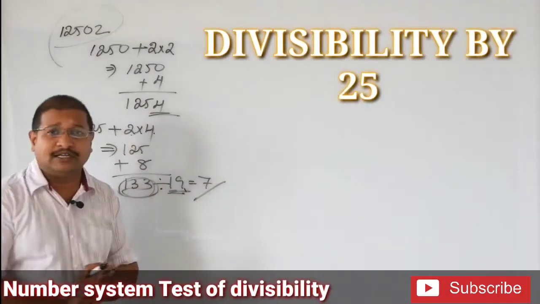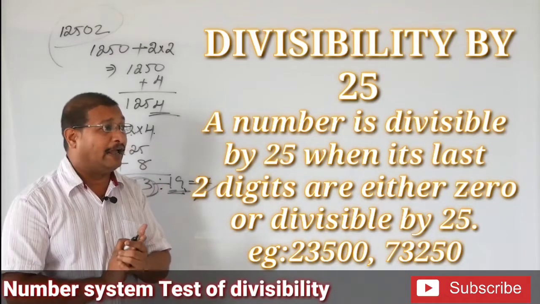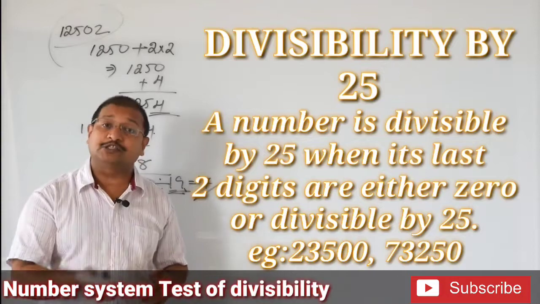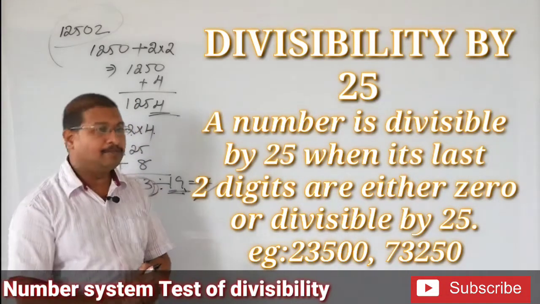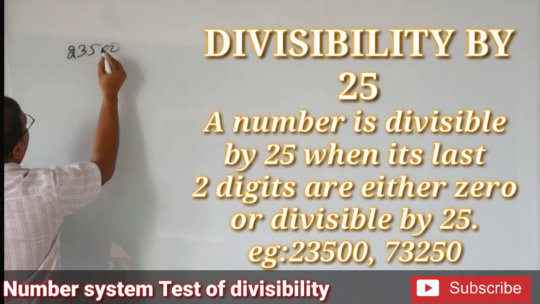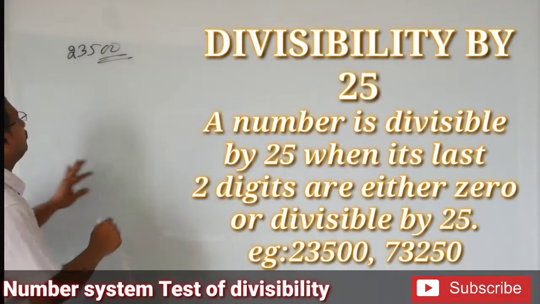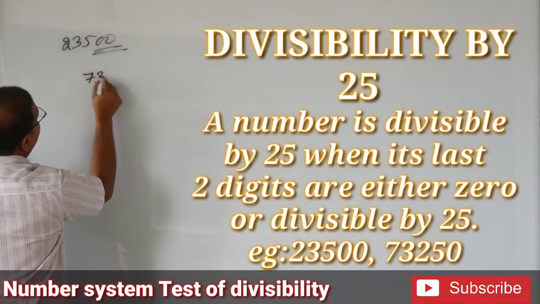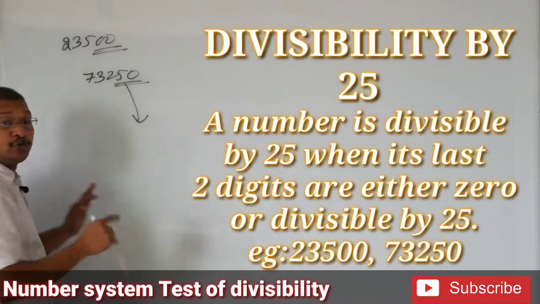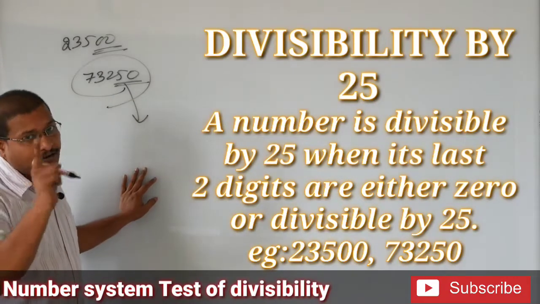Ready? Let's see now the divisibility by 25. A number is divisible by 25 when its last two digits are either 0 or divisible by 25. Let's see one example: 2, 3, 5, 0, 0. The last two digits are 0, that means it is divisible by 25. Again, example 7, 3, 2, 5, 0. The last two digits are 50. 2 into 25 is 50, so the entire number is divisible by 25.